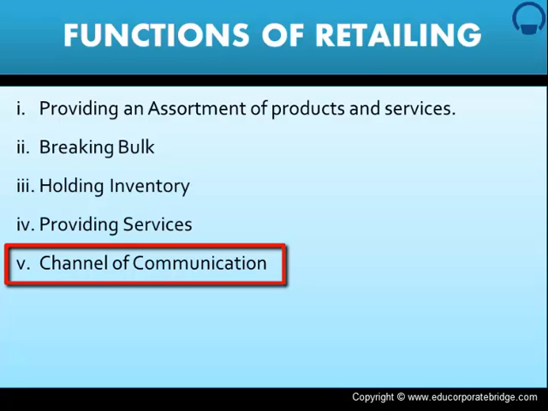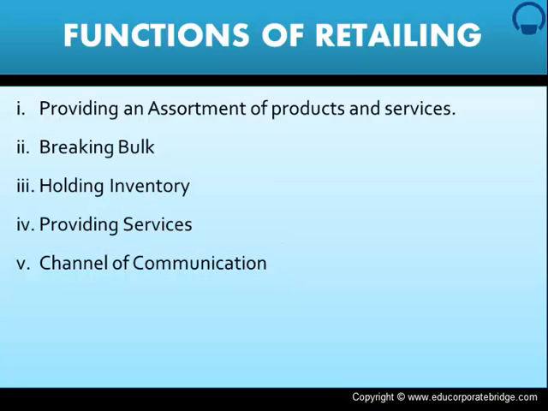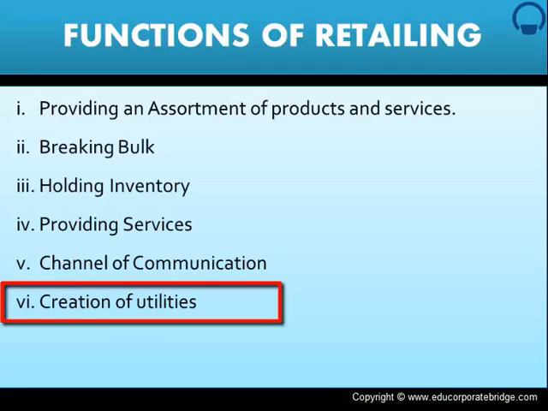A retailer gets the communication from the customer about the product. The feedback is then submitted to the manufacturer, which allows him to see whether the customer is happy or unsatisfied with its product or services. The sixth function of retailing is creation of utilities. The retailer creates different utilities like form utility, time utility, place utility, and ownership utility.